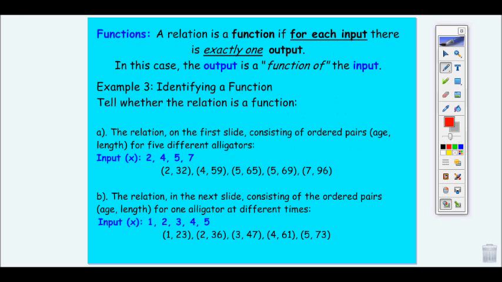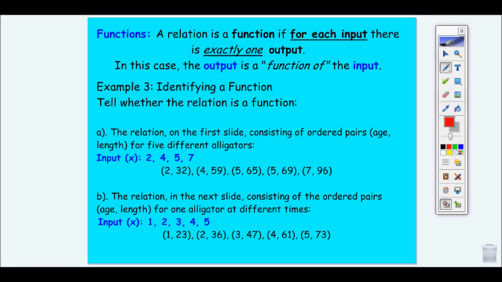So, we talked about at the beginning relations and functions. A function is a relation where, for each input, there is exactly one output. So, in example 3, we're going to talk about: is this relation a function? Is how the x goes with the y a function?